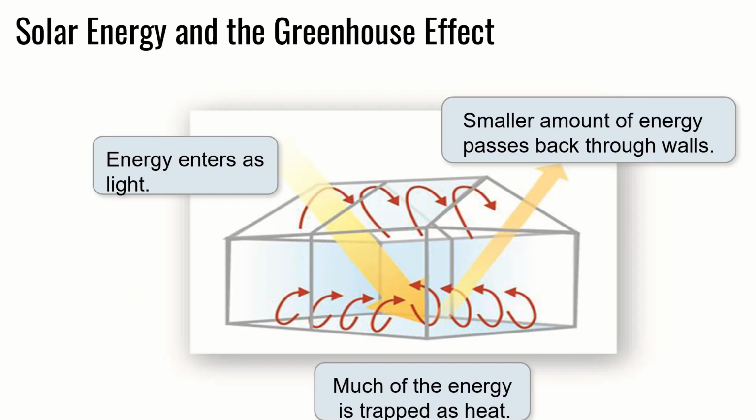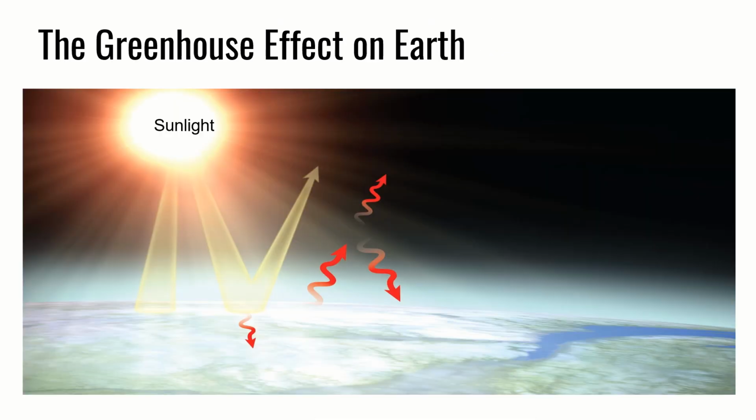So if we're looking at solar energy and the greenhouse effect, we have this analogy picture as to why we refer to this Earth condition as the greenhouse effect. And what's happening is the Earth is basically acting as a giant greenhouse, and particularly the atmosphere is acting as the glass that is retaining the heat. So the energy enters as light, and then much of it just gets trapped within the atmosphere, or in this case within the glass, and some of it might escape back out as it passes through those glass walls, or in the case of the Earth, passes through the atmosphere.